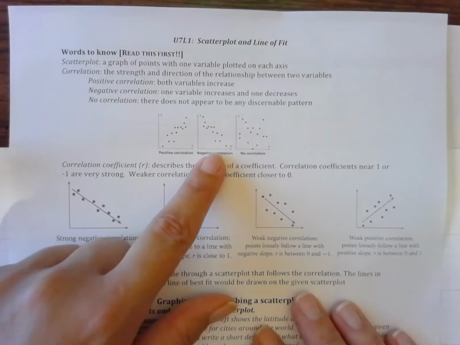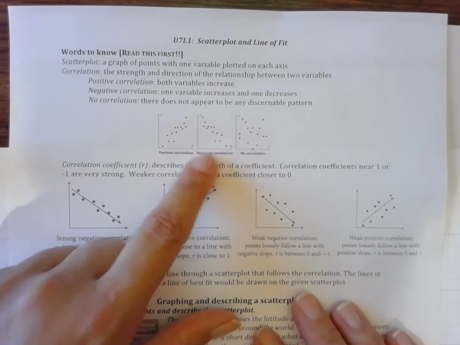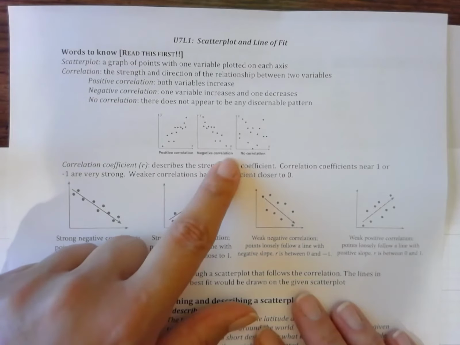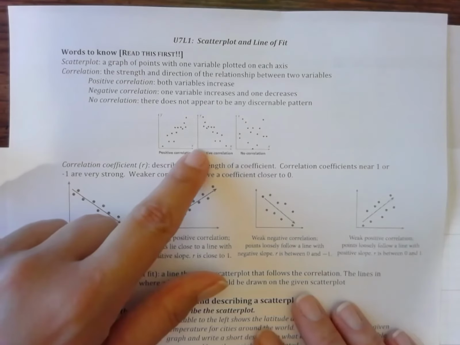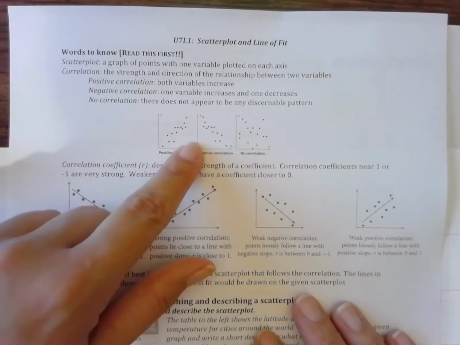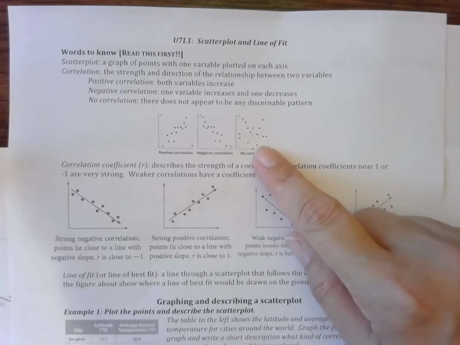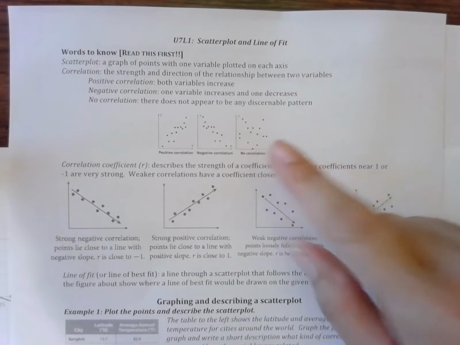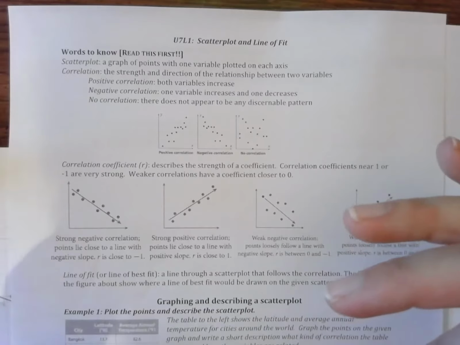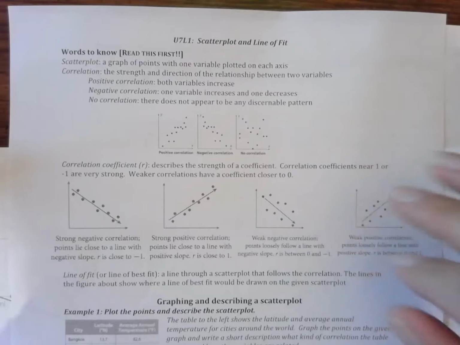A negative correlation is when one variable increases and one variable decreases. Our first example problem that we're going to work is an example of a negative correlation: as the latitude of the cities we look at rises, the average annual temperature of those cities drops as we go. And then the last one is no correlation, meaning there's really no discernible pattern. We really can't tell if those points have any kind of relationship to one another.